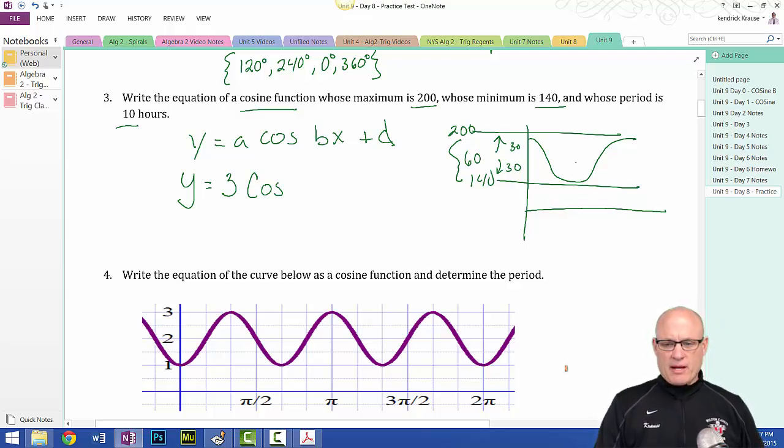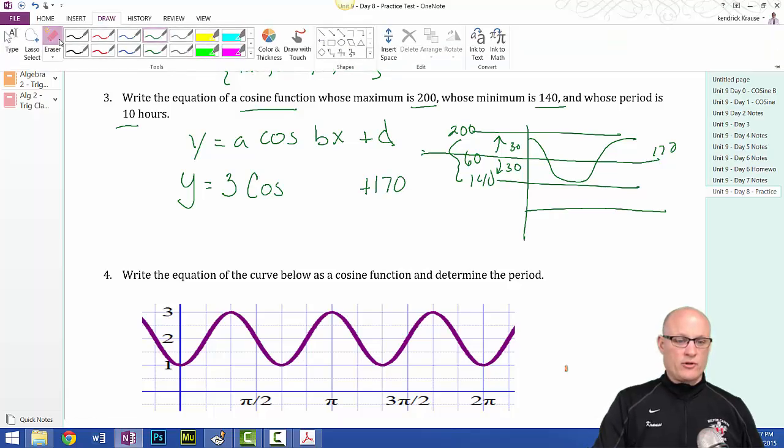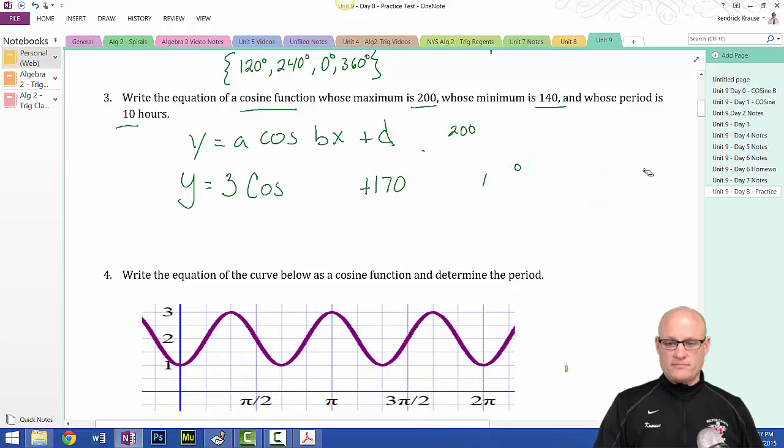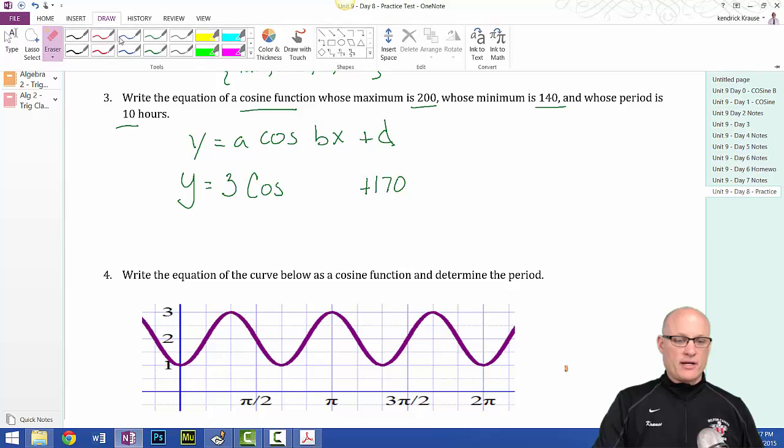That also gives me my midline. Write an equation whose maximum is 200, whose minimum is 140. Well, that means it's going to go right down the middle here between 200 and 140. That would be 170. So my plus D at the end here is 170. Now, I'm running out of room because I wrote so huge, so I'm going to get rid of all this stuff. You can bring it back just by backing up the video. Let's go back to drawing.